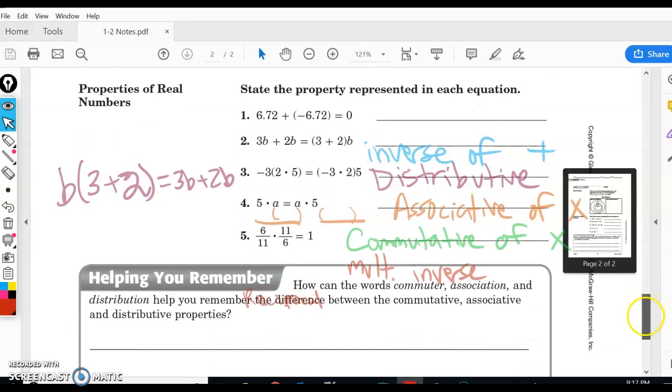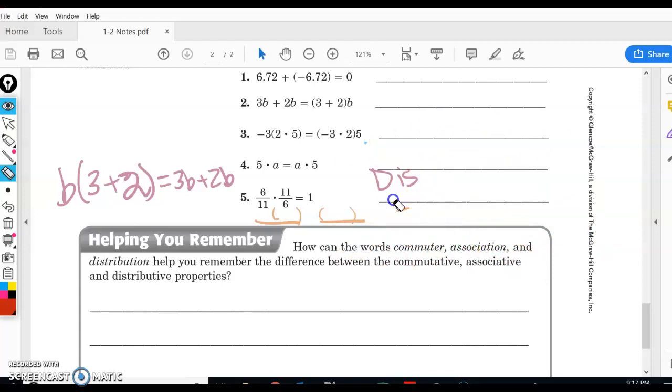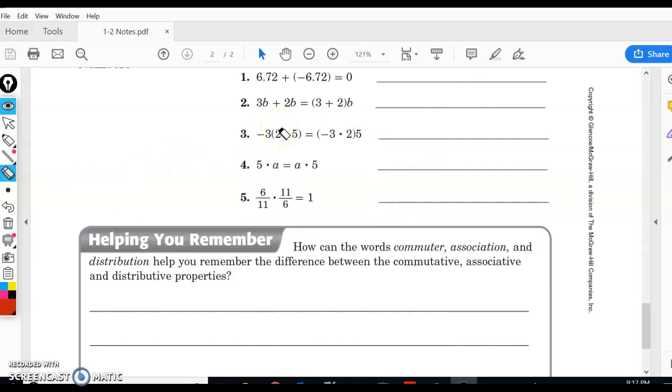To help you remember, at the bottom, think about how the words commuter, association, and distribution can help you remember those types of properties. It's basically up to you. My example that I can think of is commutative. Commuter, you're going back and forth between two places, like at your job. Association is who you associate with in terms of a group of people. When I think of group, I think of grouping, parentheses. And distribution, I think of distributing something to multiple people, kind of handing papers out, like a teacher does.